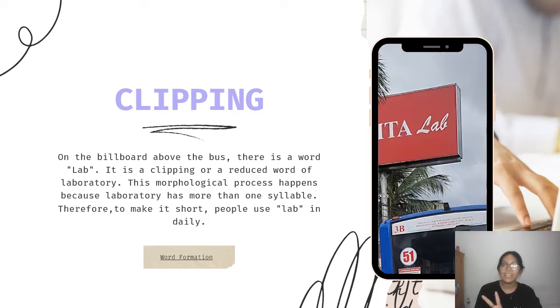The second one is clipping. On the billboard above the bus, there is a word lab. It is a clipping, or a reduced word, of laboratory. This morphological process happens because laboratory has more than one syllable. Therefore, to make it short, people use lab in daily life.